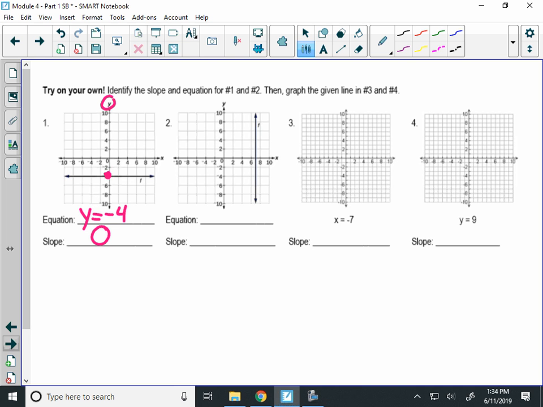For number 2, this graph is vertical. It's going through the x-axis, so it's x equals, looks like at x equals 7. The slope of a vertical line is undefined.